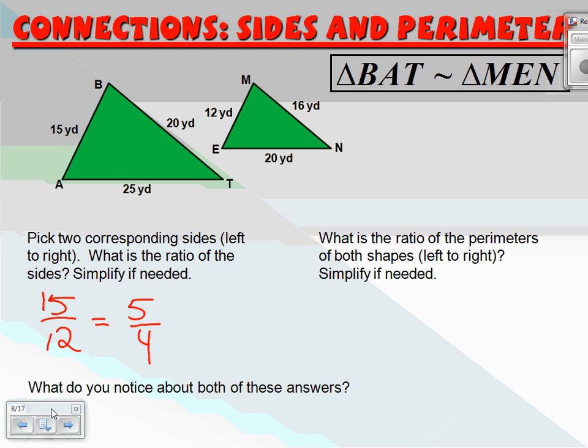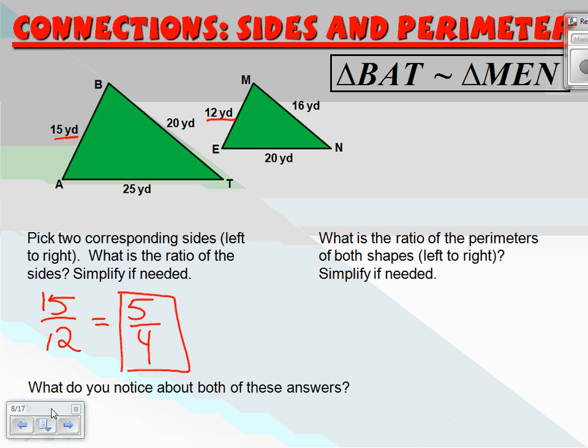So again, I picked 15 and 12 as my two corresponding sides. Could I have chosen any two sides? Yes, I could. But I just chose the smallest one. It's easy. So I know that the ratio of the two corresponding sides I've chosen is 5 to 4. Okay.